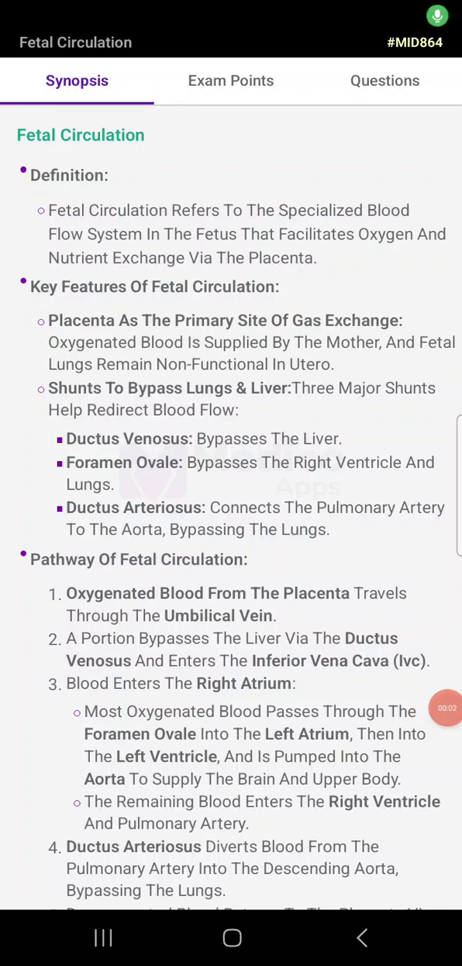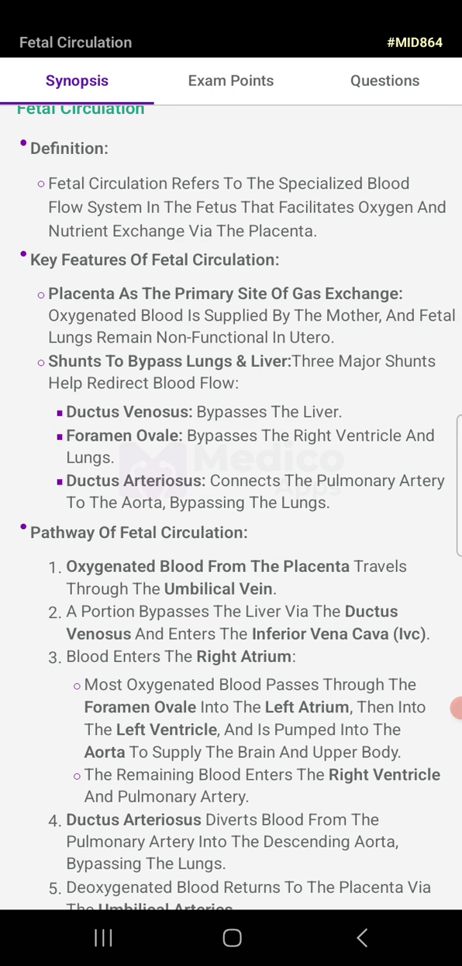Fetal circulation. Fetal circulation refers to the specialized blood flow system in the fetus that facilitates oxygen and nutrient exchange via the placenta. Key features of the fetal circulation: the placenta is the primary site of gas exchange. Oxygenated blood is supplied by the mother, and the fetal lungs remain non-functional in utero.